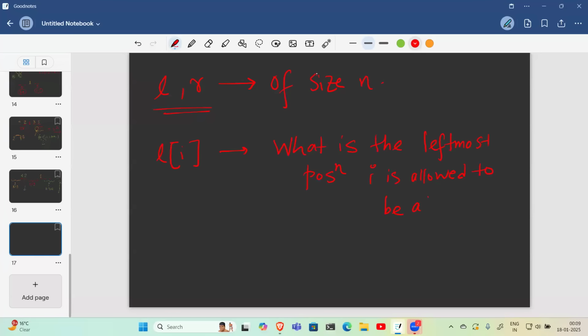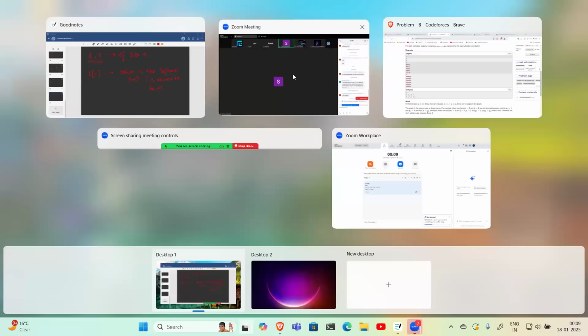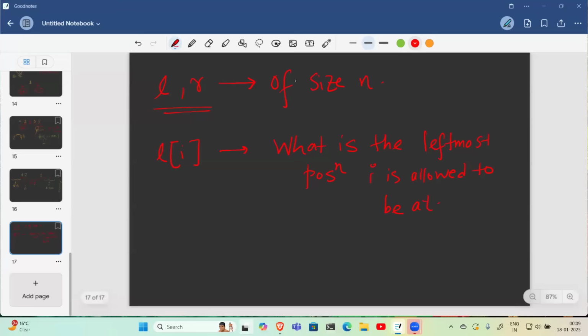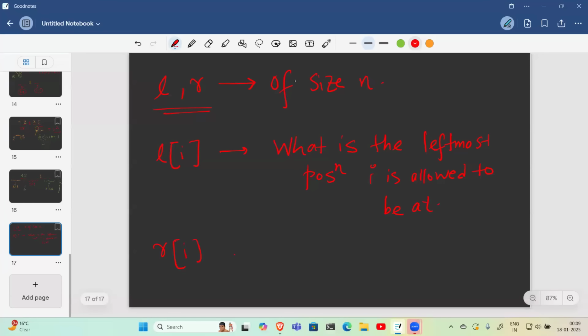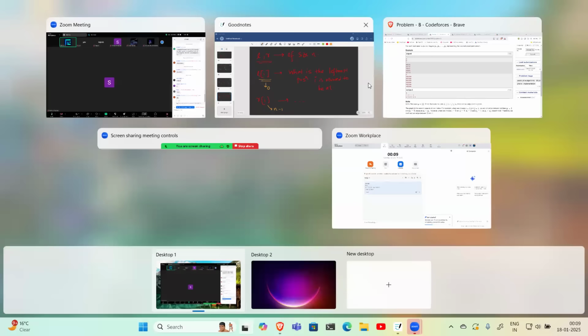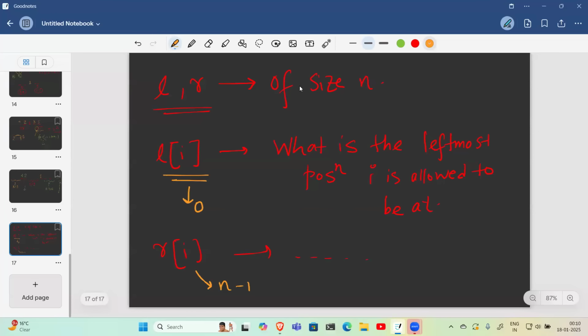0. Okay. And similarly, R of i is nothing but the rightmost position i is allowed to be at. So, as some of you were saying, we initialize L of i as 0 and R of i as n minus 1 for all the elements. Is that clear? Why do we do so? Basically, when you have not started the algorithm, all the elements from 1 to n can be anywhere in the array, from index 0 to n minus 1.